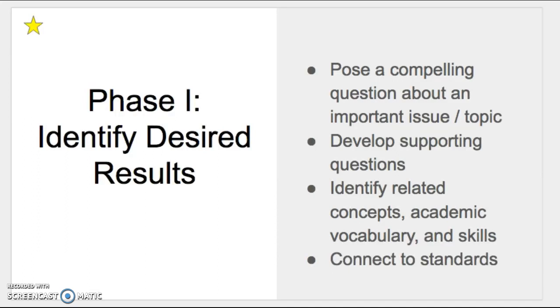So our first step, and this is for backwards design, is that we want to identify our desired results. So we need to pose a compelling question about an important issue or topic, which many of you have done for your PDP. And then you're going to develop supporting questions. So the compelling question is going to be open-ended, and the supporting questions are going to be closed-ended. There's a right or wrong answer, and they help you to work towards that compelling question.